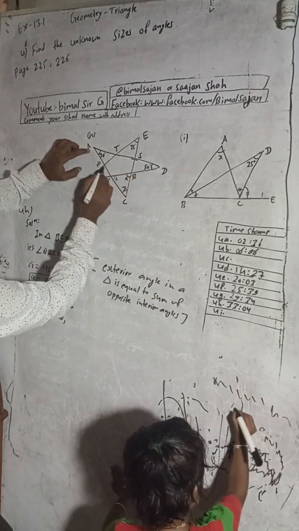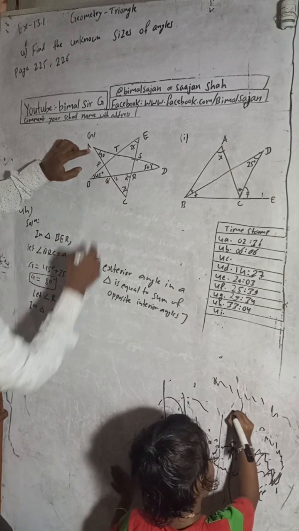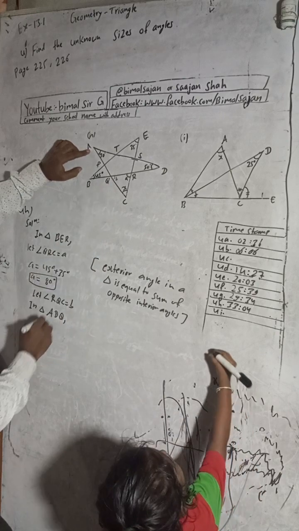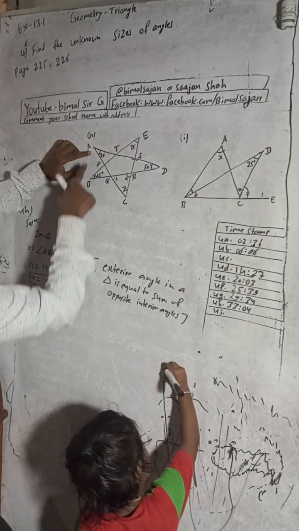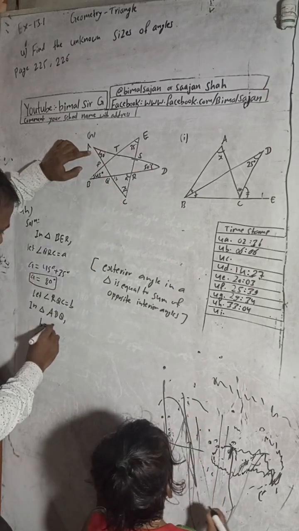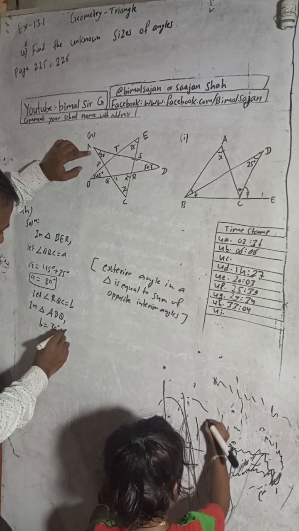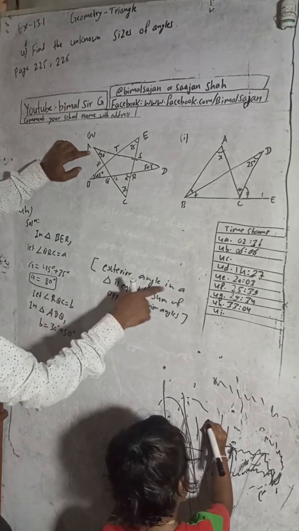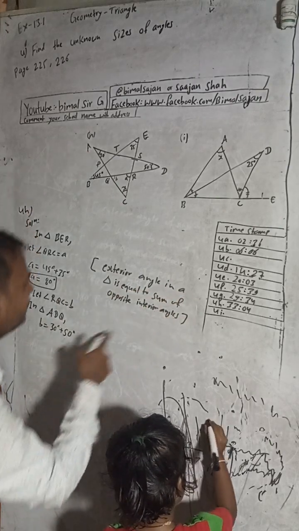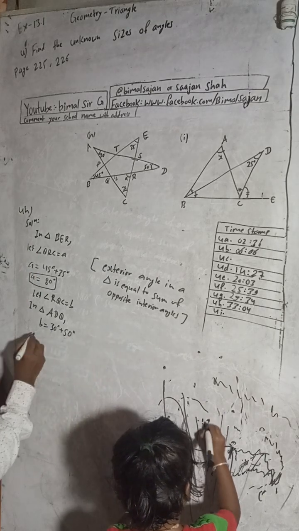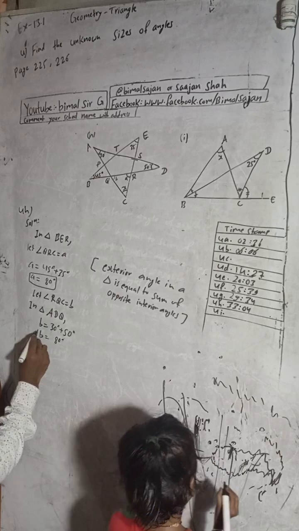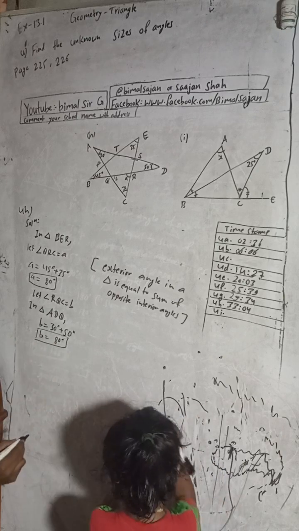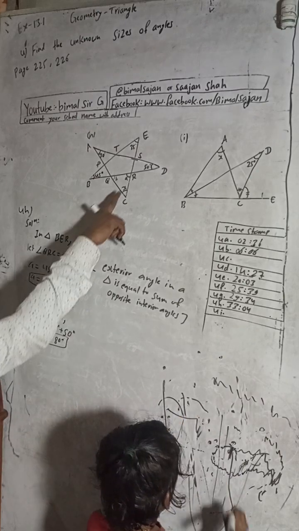In this triangle, this is the exterior angle. So B is equal to 30 degree plus 50 degree, same reason: the exterior angle in a triangle is equal to the sum of the opposite interior angles. Now this B is equal to 80 degree.